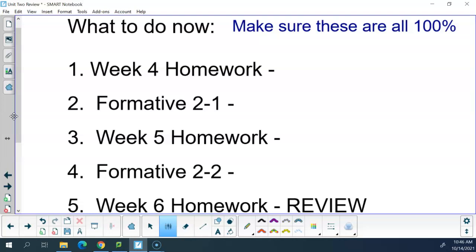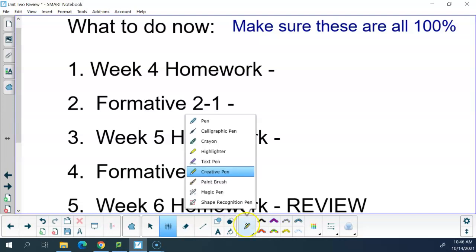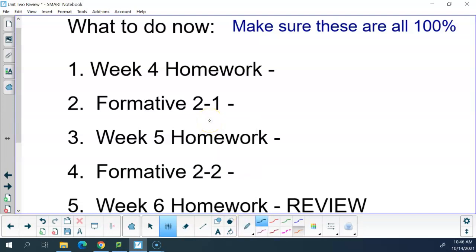The formative 2-1, that one was green. And then what was week 4? Week 4 was pink. Week 5 was tan. Okay, let's just write that right on here. Formative 2-1 was green. This one was pink. This one was green. This one was tan.